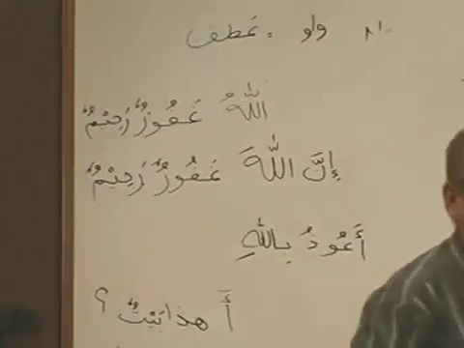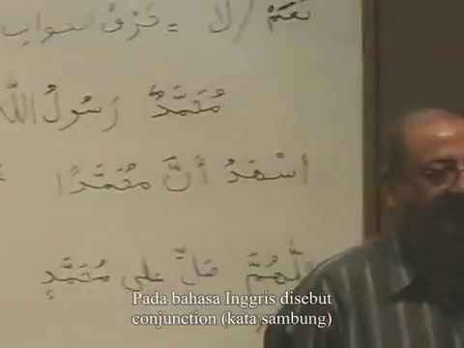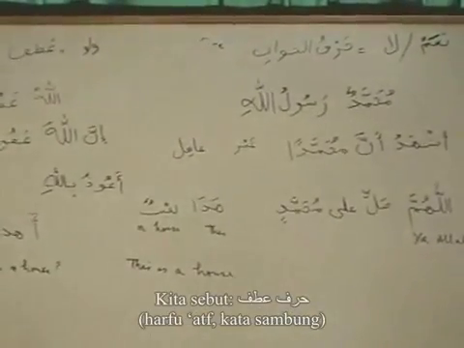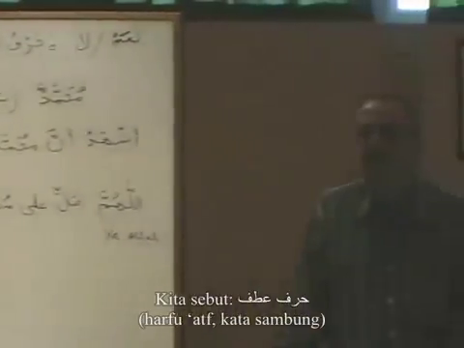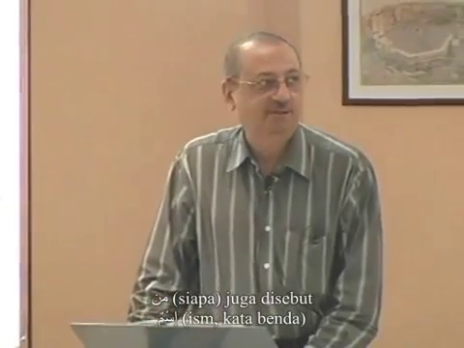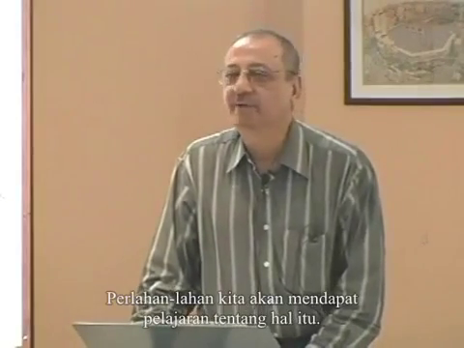Okay, ataf. In English, we call it conjunction. We say harfu ataf. So you say ma is an ism. Ma is an ism. So is man? Man is also ism. Slowly, we will get into it.